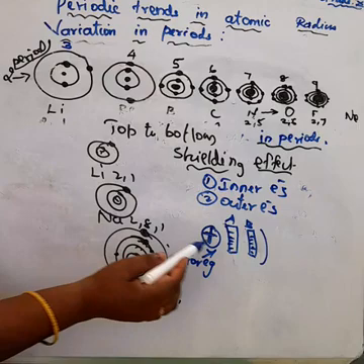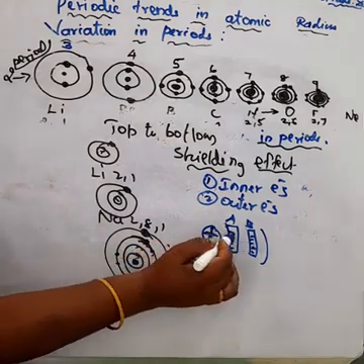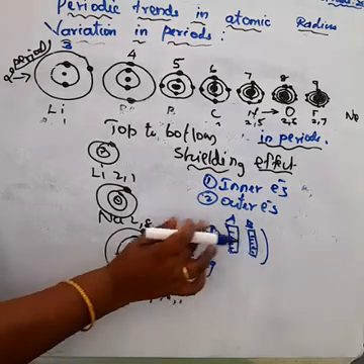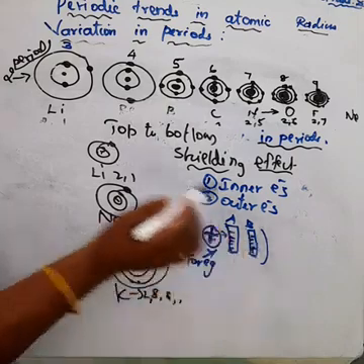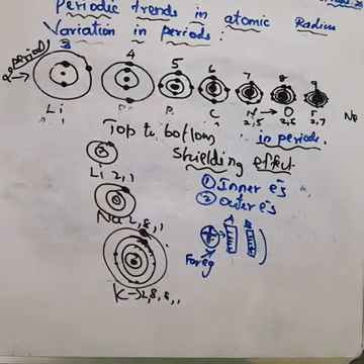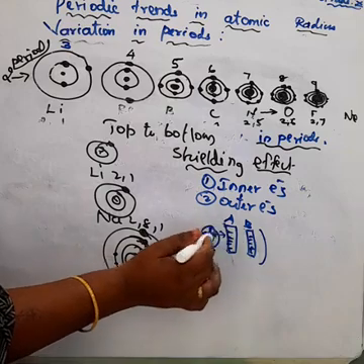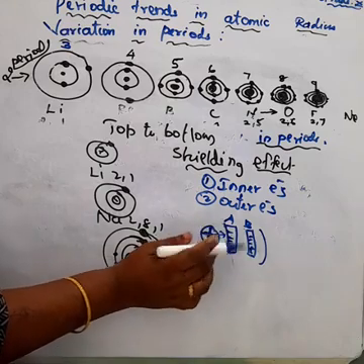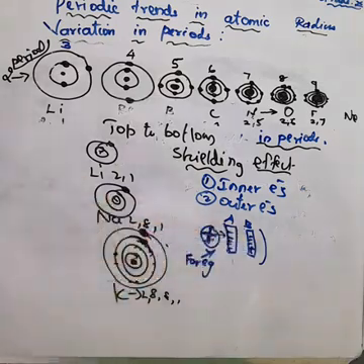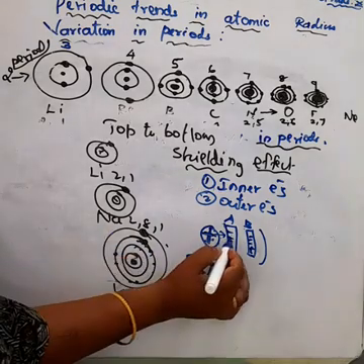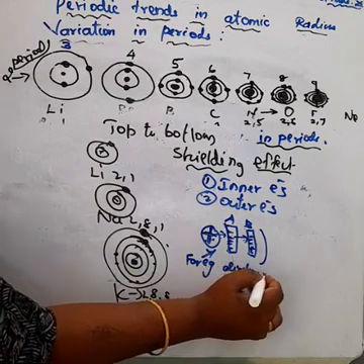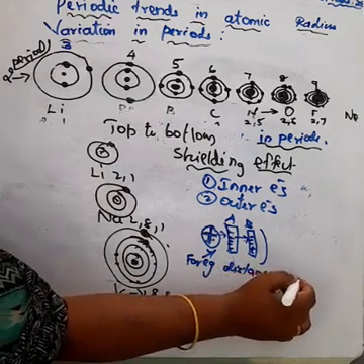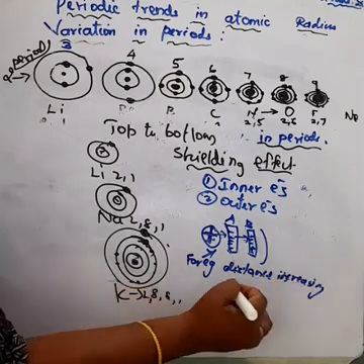This is the A orbit. The electron present in A orbit is strongly attracted by the nucleus when compared to the electron present in B orbit. Understood? Here the A orbit is very near to the nucleus, so the nuclear attraction will be high. When the distance increases, the nuclear force of attraction decreases. When the distance between the nucleus and the electrons increases, the nuclear force decreases.